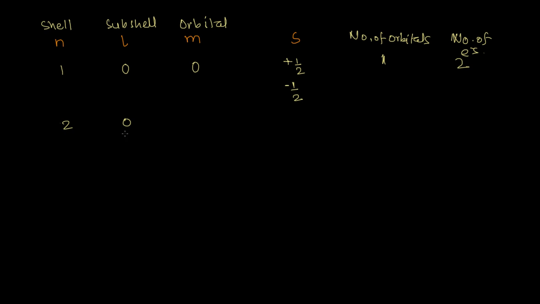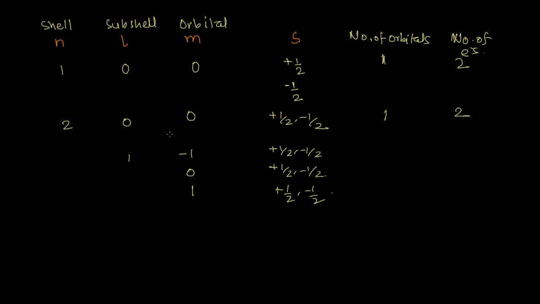Now we come to 2. L will take the values 0 and 1. So M will correspondingly take these values. This corresponds to 2s, which has plus half and minus half. So how many orbitals here? 1. And how many electrons? 2. Now this one goes from minus 1, to 0, to plus 1. Each has plus half and minus half, right? Plus half, minus half. Plus half, minus half. Plus half, minus half.